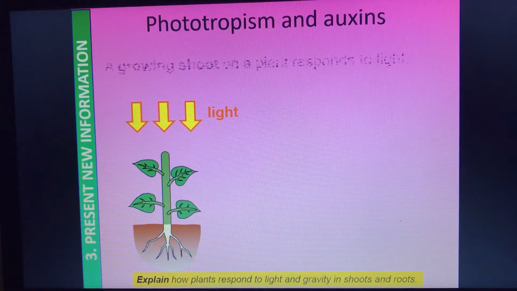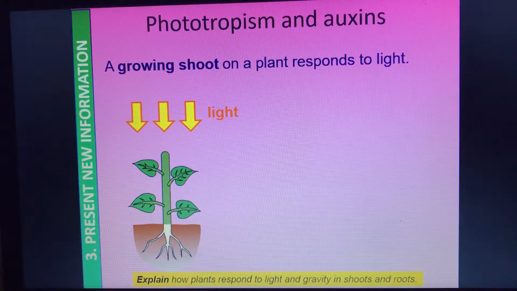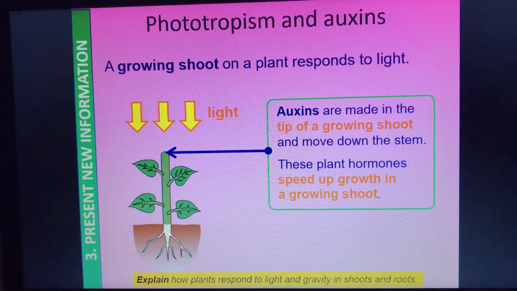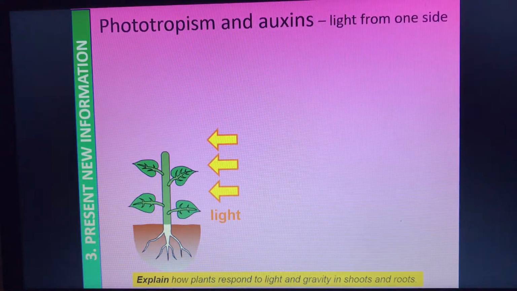So here we've got a plant, and the light is coming from directly above, and so the plant is growing up towards the light. There are auxins, which are plant hormones, in the tip of the growing shoot, and these encourage the growth of cells in the shoot of the plant. They're also found in the roots of the plant, but we don't talk about that when we're talking about light. So this is the process of phototrophism, the response to light.